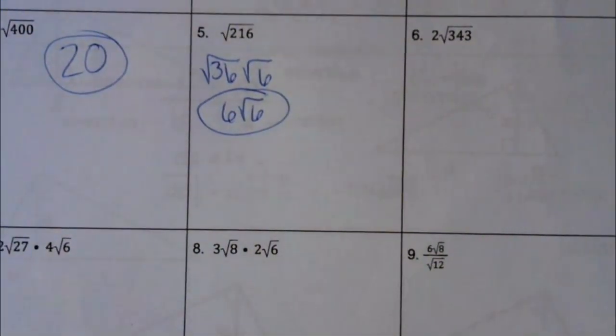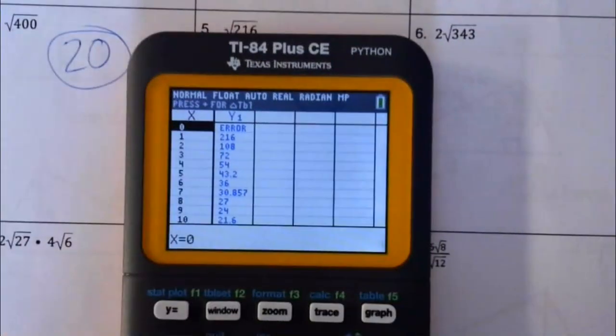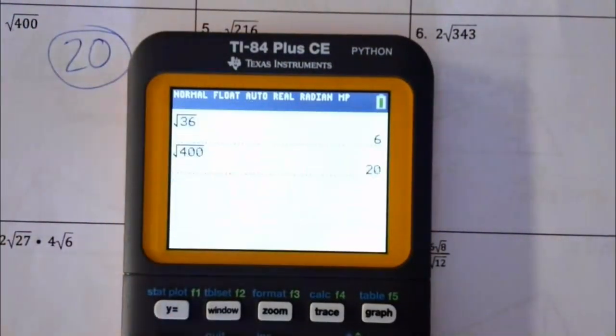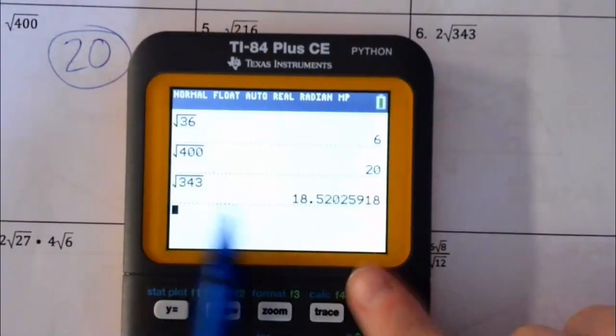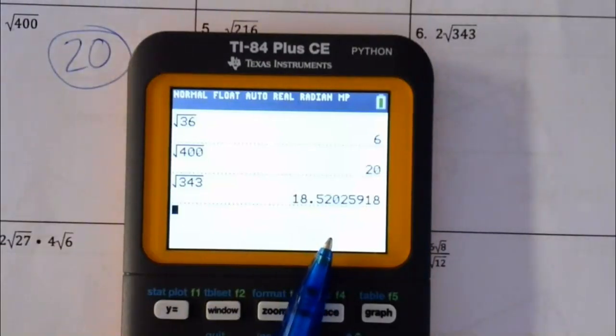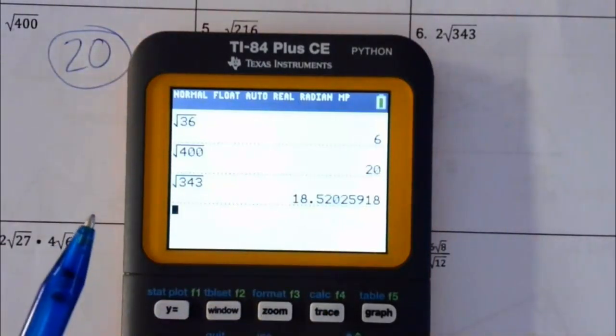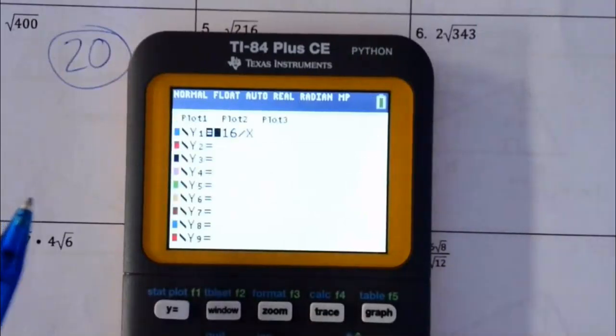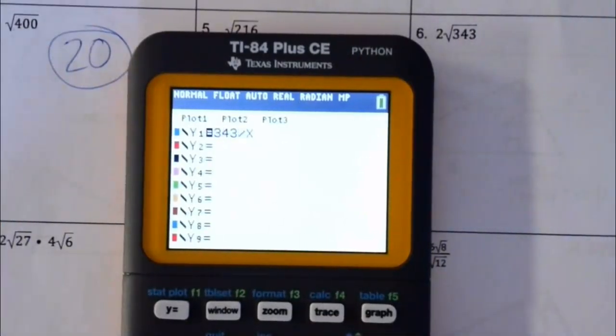If you didn't, just make sure you pay attention to this one as I go through this process again, and figure out where your mistake was. For this one, if you don't know your perfect squares, try typing that in. If it comes out to a whole number, great, you're done. This one doesn't. It's not a whole number. So that's what tells us that we need to go to y equals and simplify this.